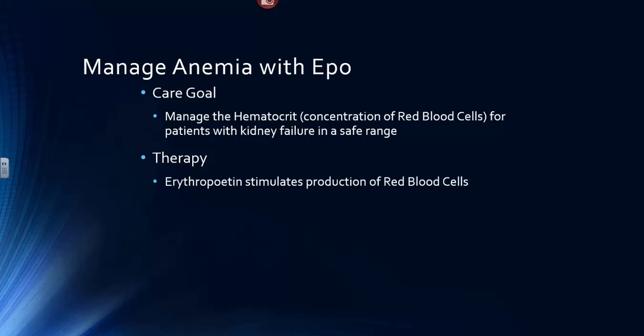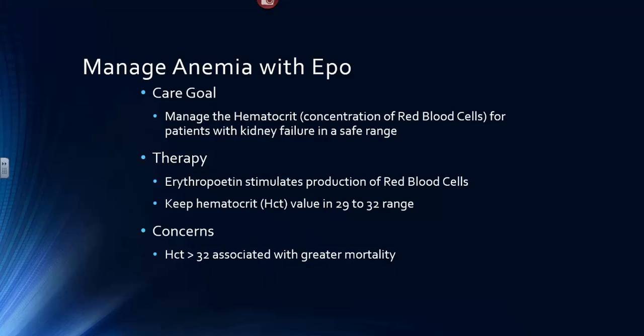Because erythropoietin stimulates the production of red cells, you can titrate up or down the red cell production by the amount of erythropoietin you give. The ideal range is 29 to 32. This is not the normal range. A normal patient has a hematocrit of 38, but it has been found that when you give a patient in renal failure or kidney failure a hematocrit greater than 32, mortality increases. If you drop below 29, symptoms worsen. So the sweet spot is between 29 to 32.